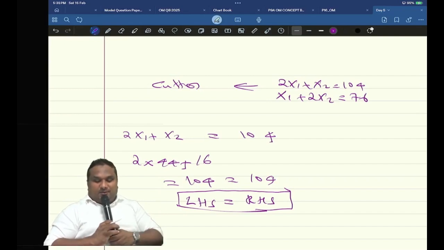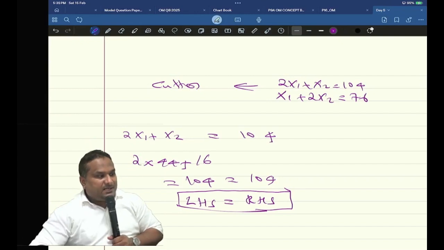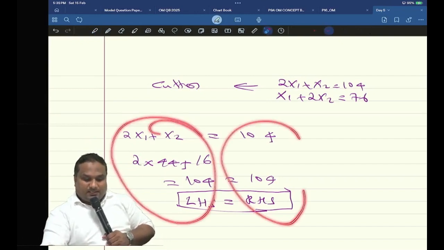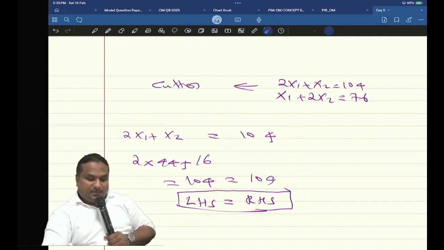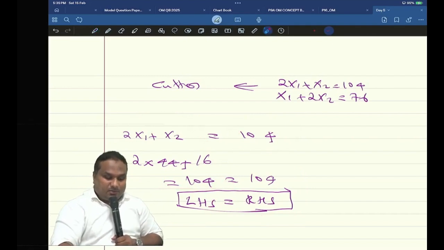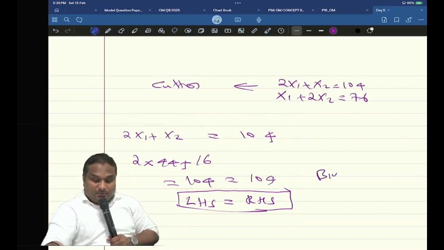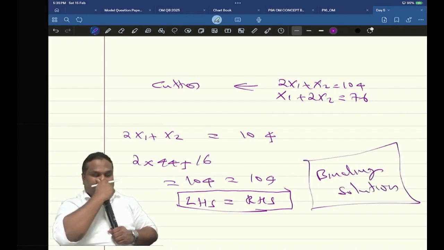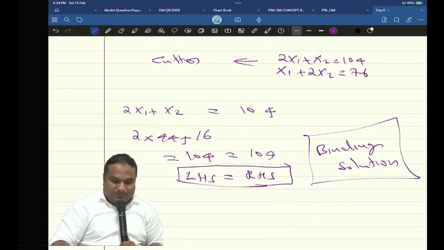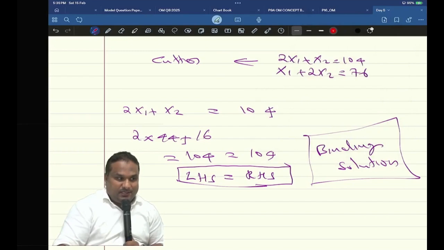Understood? Now, if the left hand side of the constraint is equal to the right hand side of the constraint, that means out of 104, you utilize it fully, it is called a binding solution. What is that? Binding solution. This is called a binding solution. That means all the resources are fully utilized.